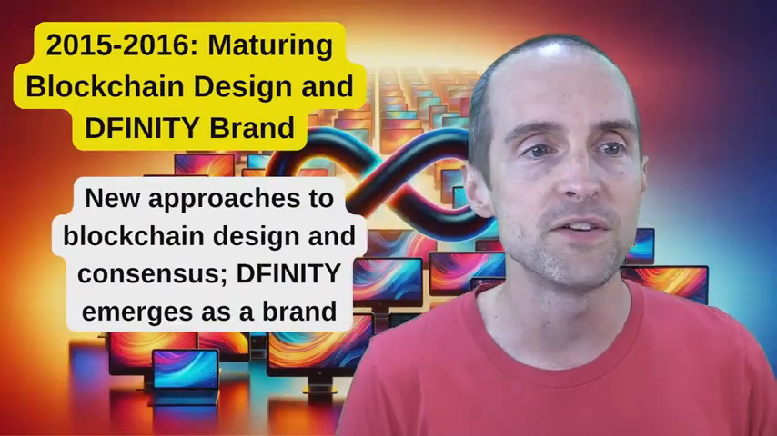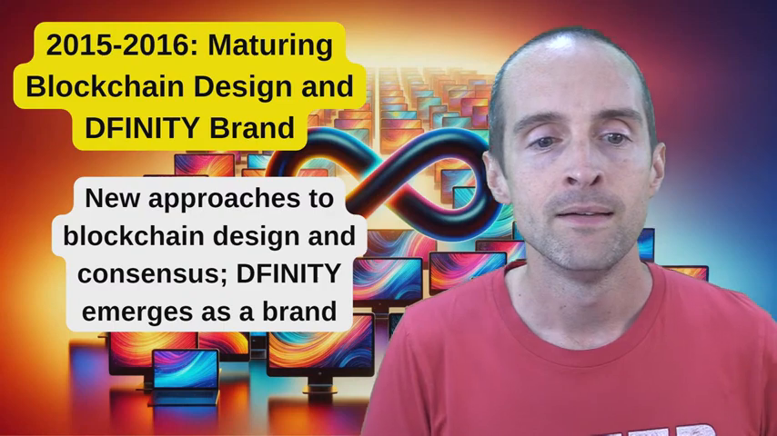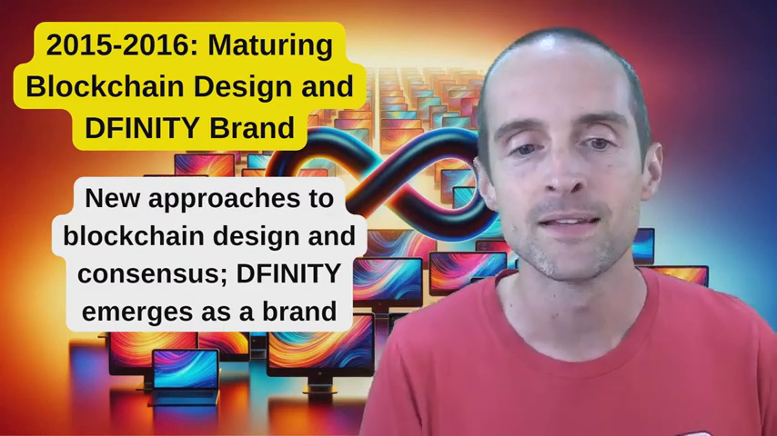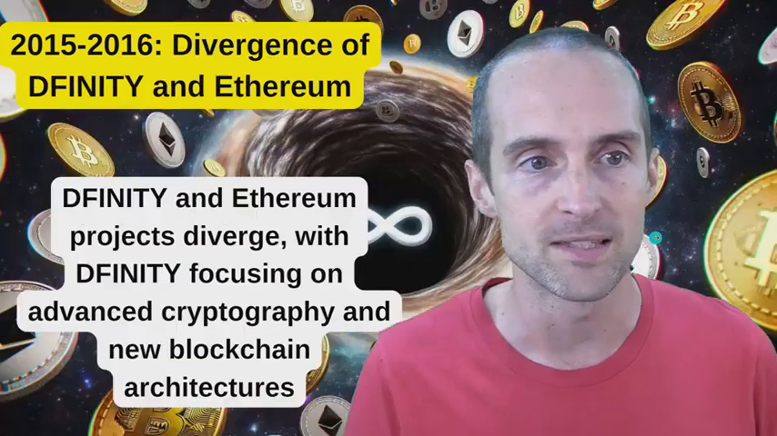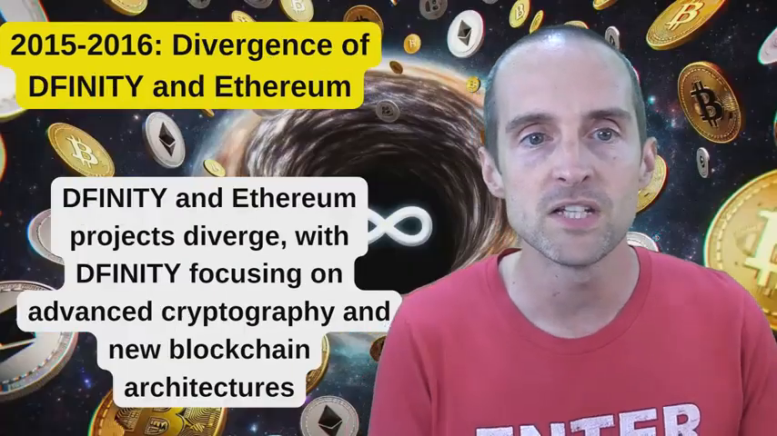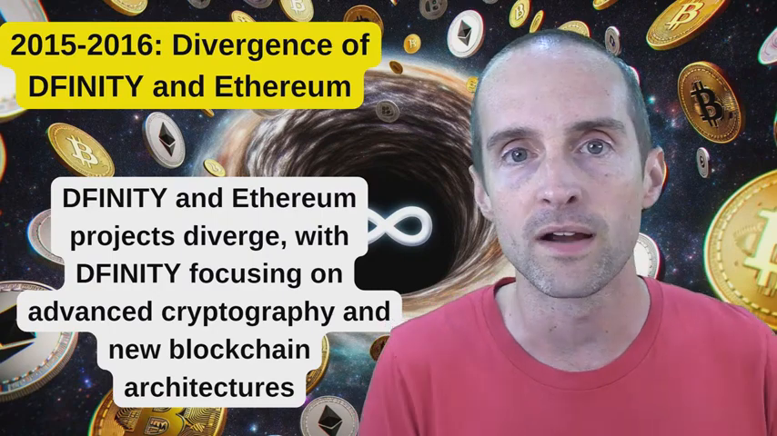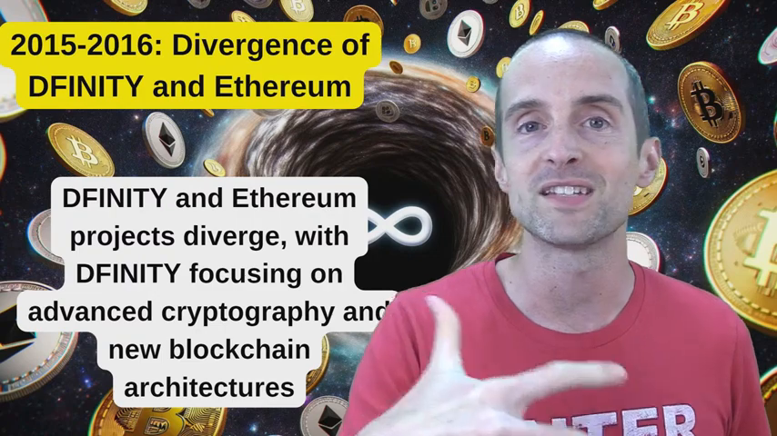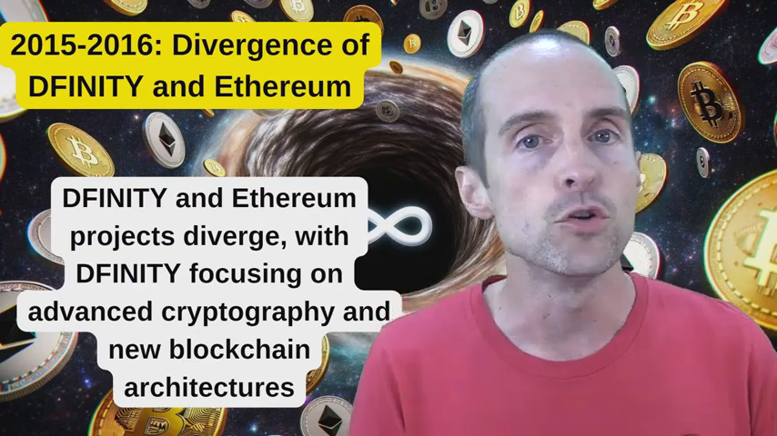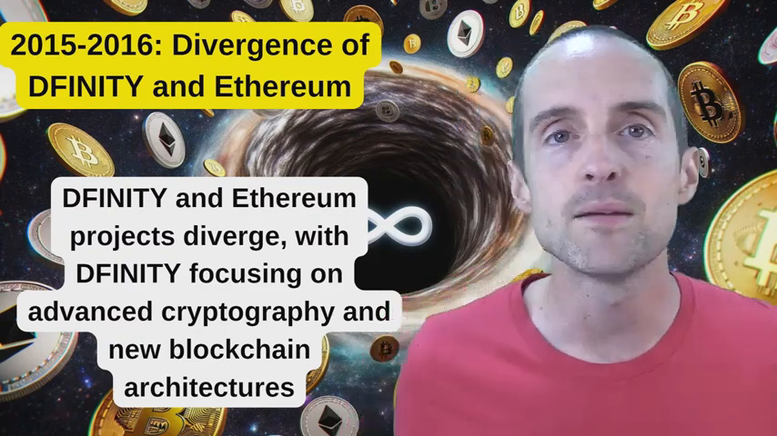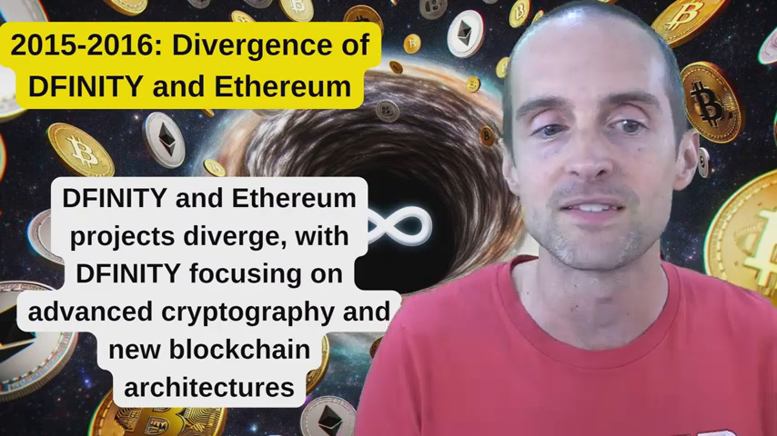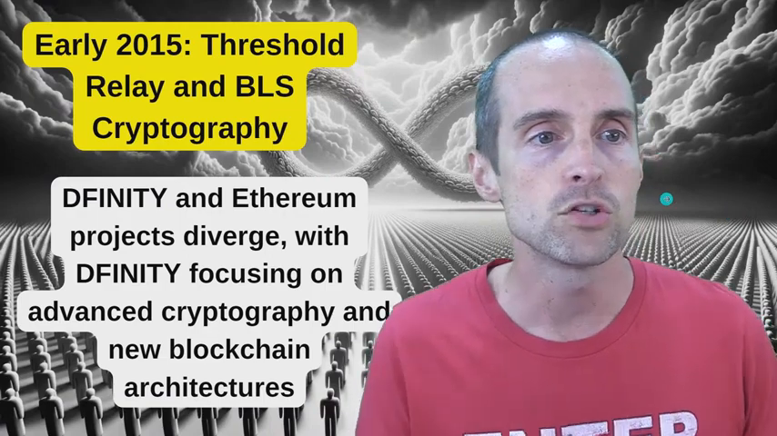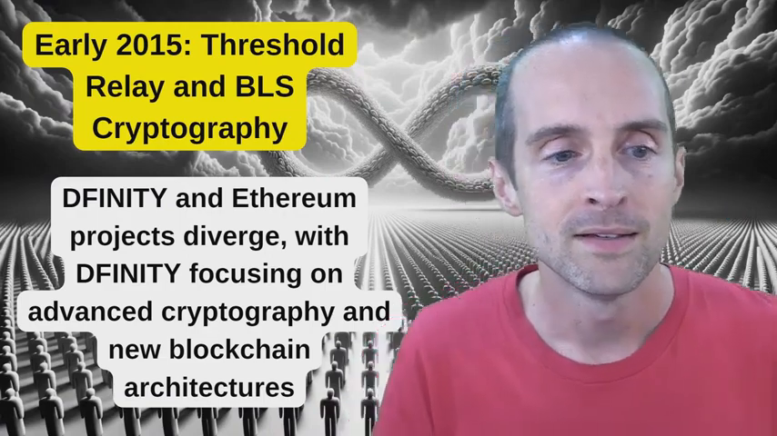morphs into 2015 and 2016 into taking new approaches to blockchain design and consensus, and then Dfinity emerges as a brand. In 2015, 2016, this is where Dfinity and Ethereum projects diverge, with Dfinity focusing on advanced cryptography and new blockchain architectures, as it becomes apparent that Ethereum is not going to go the direction of being a true world computer.